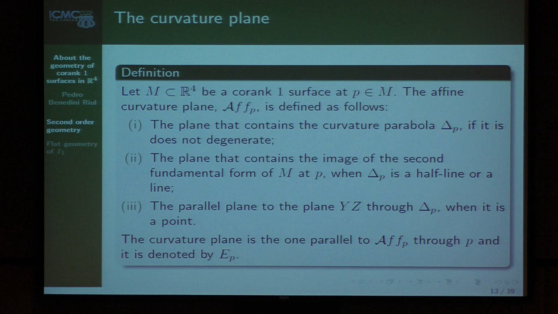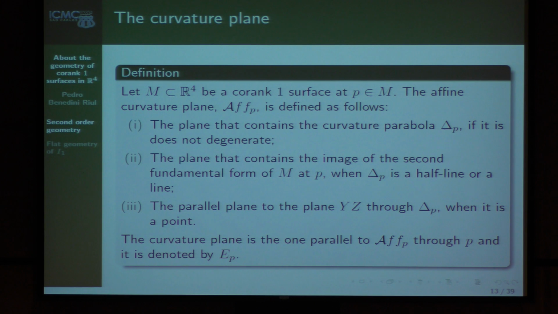And inspired by the study of regular surfaces in R^5, here I define the affine curvature plane and the curvature plane itself. The affine curvature plane is the plane that contains the curvature parabola Δp when it does not degenerate, the plane that contains the image of the second fundamental form when Δp is a line or a half line, and the plane parallel to the plane yz through Δp, of course, when Δp is a point. And we define the curvature plane Ep as the plane parallel to the affine plane, but passing through p, that is the origin of our system.